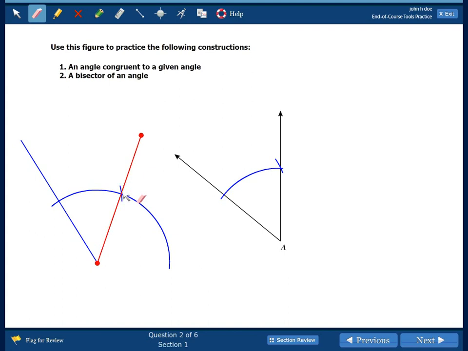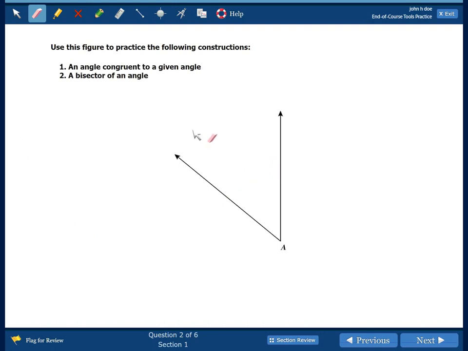So again, if that was too much, maybe you missed a step, make sure to watch that again. And now we're going to move on to the next part, which is bisecting an angle. So we're going to bisect an angle. I think that copying an angle, or making an angle congruent to a given angle, is the most difficult construction. I think bisecting an angle is one of the easiest ones.